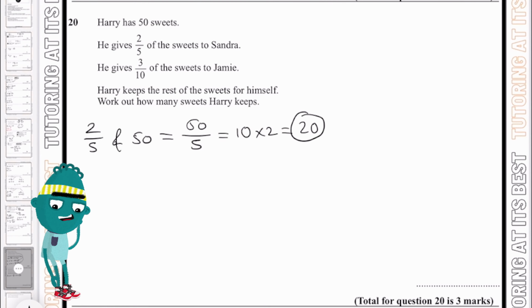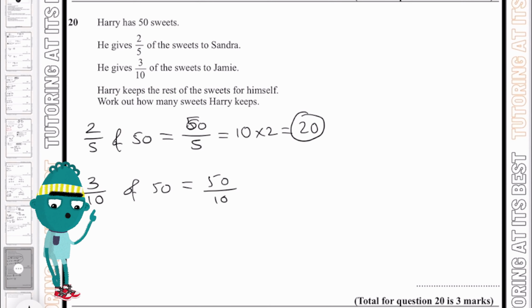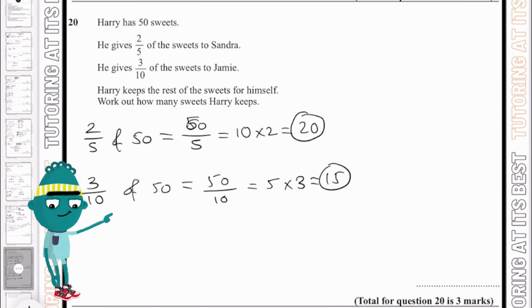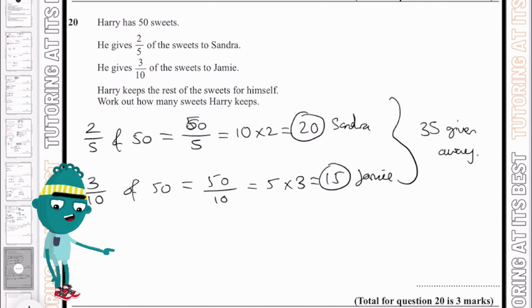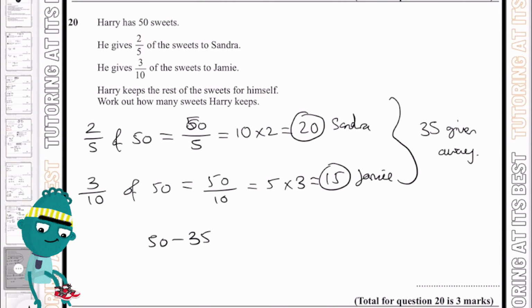So we have 20. We'll then calculate 3/10 of 50. So again, 50 divided by 10, which gives us 5, times it by 3, and that's 15. So now we know he's given 20 to Sandra and 15 to Jamie. So in total, that's 35 given away. So now he had 50 in total. So we'll have 50 take away 35, which gives us 15 left. So Harry gets to keep 15 sweets.